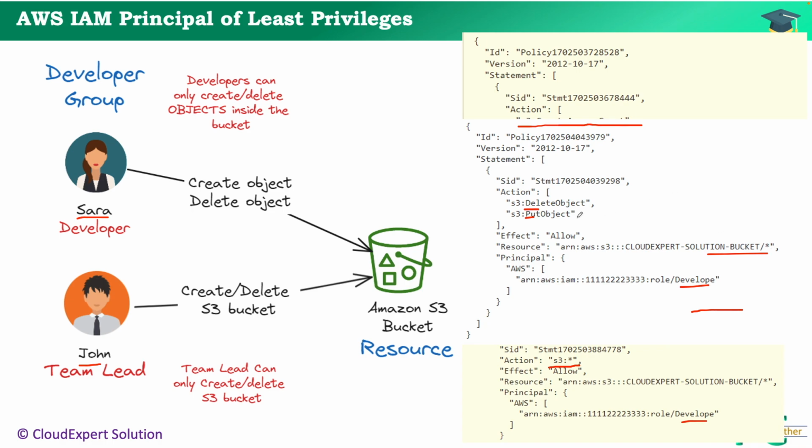Now you may give delete object and put object, but if you are giving it to all the S3 buckets, then it's again forfeiting the purpose. So you have to understand, you should give the absolutely required action to the resources where it is required. Both in combination, in a perfect way, will create the principle of least privilege.